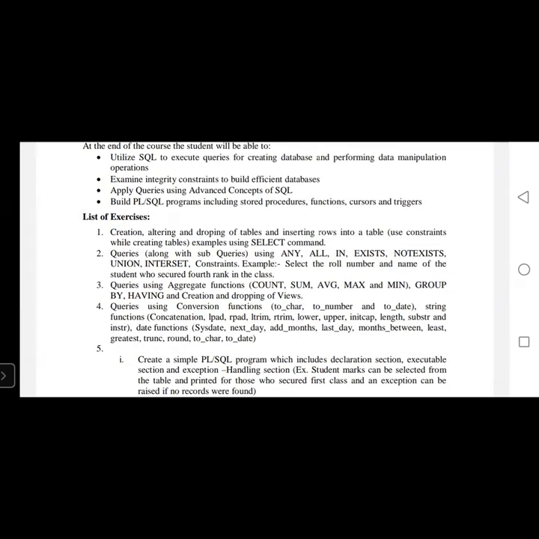In the case of the second one: any, all, in, exists, not exists, union, intersect. All of these we have also discussed. And if you observe the third one, aggregate functions are also discussed, group by discussed. Having clause I'm also showing from the lab point of view. And in the case of the fourth one: string functions, date functions, numeric functions. All of these we have discussed already.